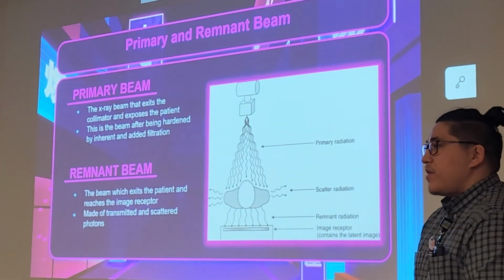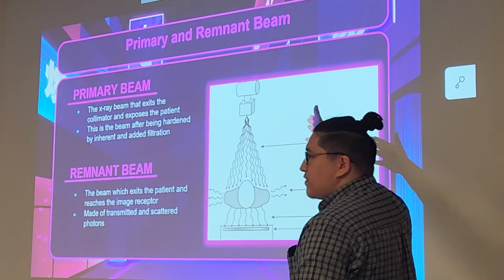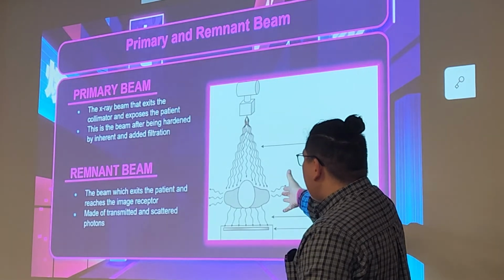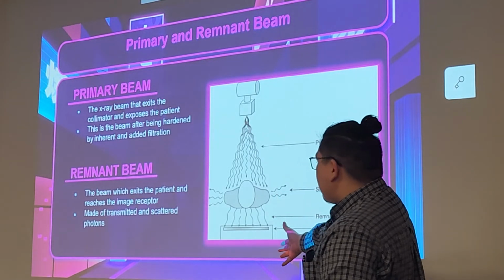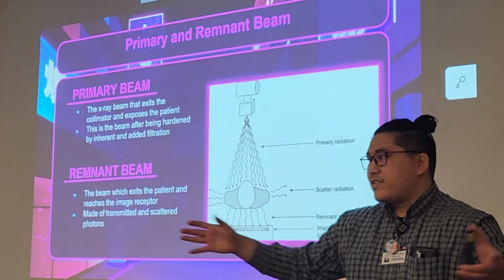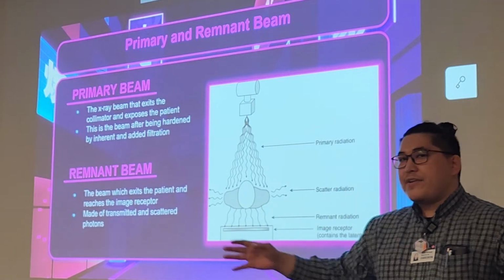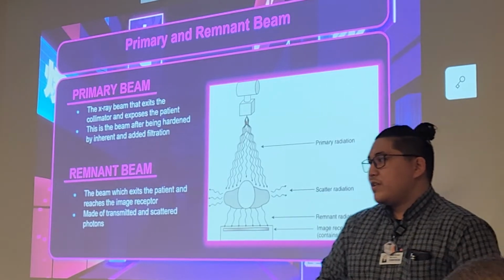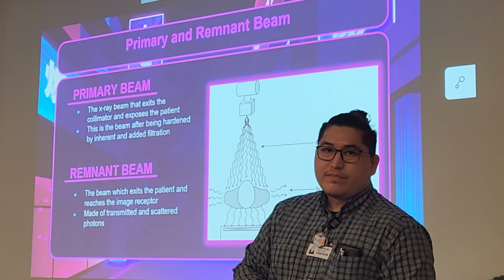Okay? So, X-rays exit the tube, enter the patient, and exit. When they exit, they'll either be transmitted straight to the IR or they can scatter. Whether they scatter or whether they're transmitted through the patient, that is still part of the remnant beam.